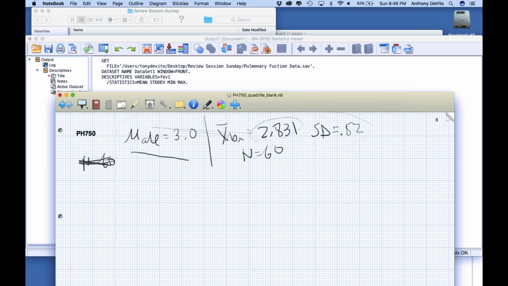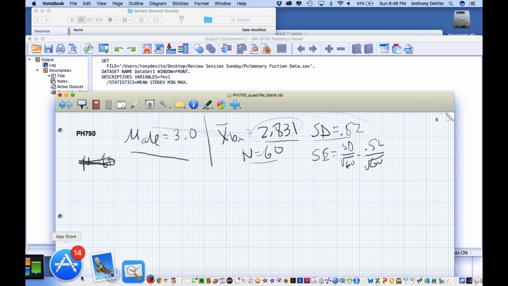Okay, so let's see how we would do this. So for our standard error, we know the mean of our sample, we know the standard deviation of our sample and our sample size. So now I need to know my standard error. My standard error is going to be equal to my standard deviation over the square root of the sample size, which is 60. That's 0.52 over the square root of 60. Let's figure that out.